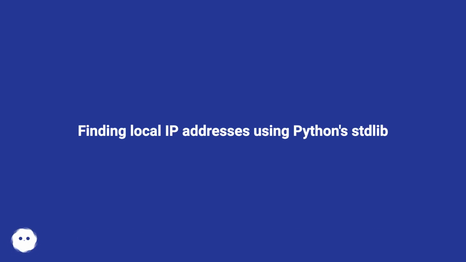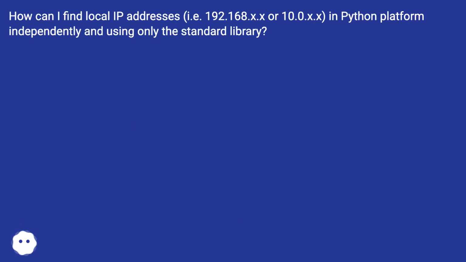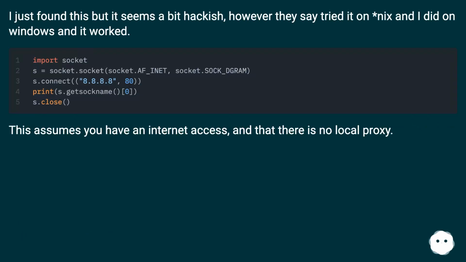Finding local IP addresses using Python stdlib. How can I find local IP addresses, i.e. 192.168.x.x or 10.0.x.x, in Python platform independently and using only the standard library? I just found this, but it seems a bit hackish. However, they say they tried it on *nix and I did on Windows, and it worked. This assumes you have internet access, and that there is no local proxy.